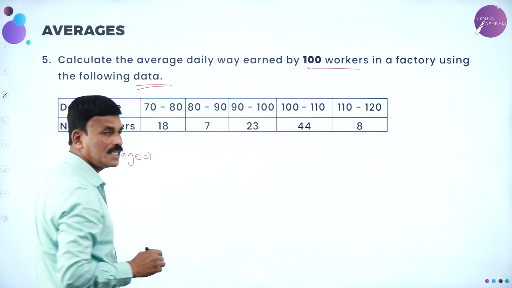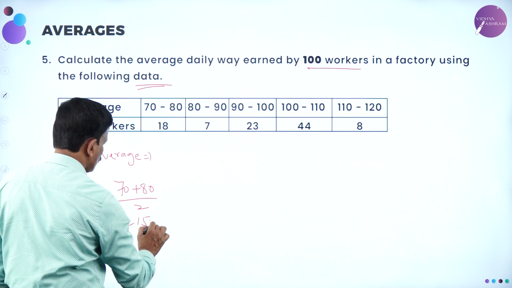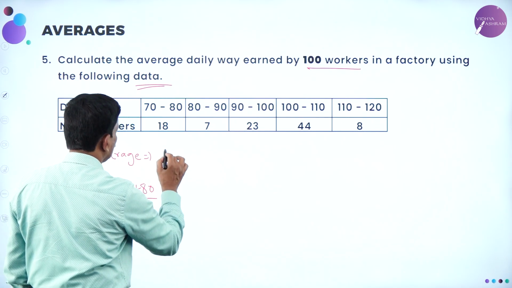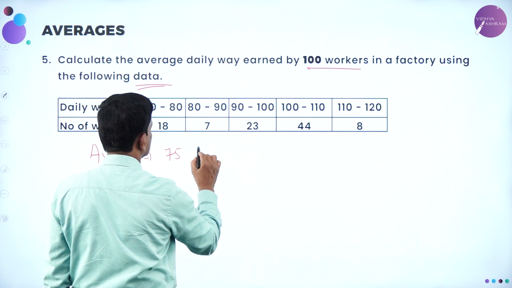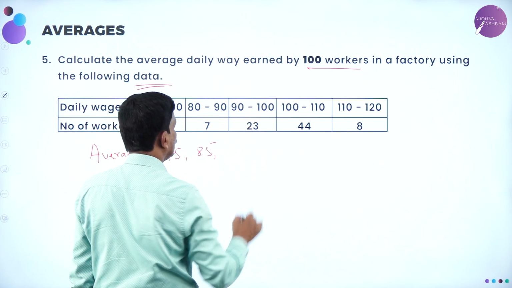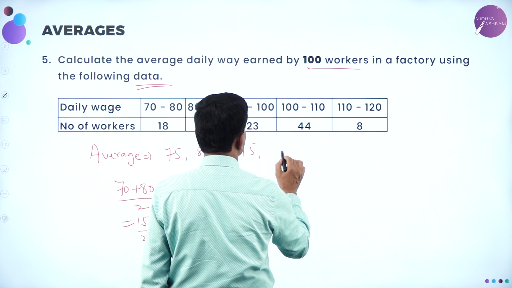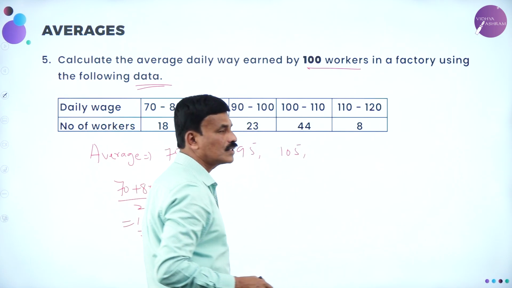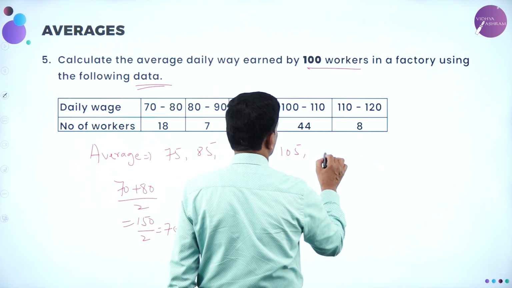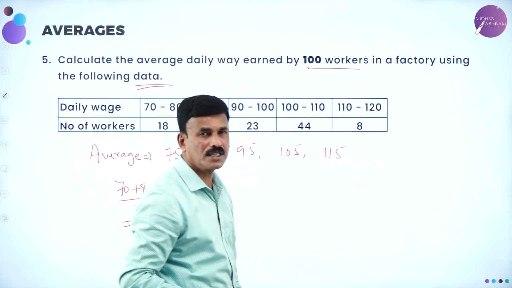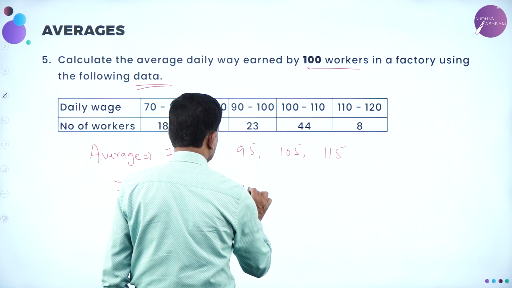So, 70 plus 80 divided by 2, that is 150 by 2, is equal to 75. Then 80 plus 90 divided by 2 is 85. Then 90 plus 100 is 95. 100 plus 110 divided by 2 is 105, right? 110 plus 120 divided by 2 is 115. That's it.